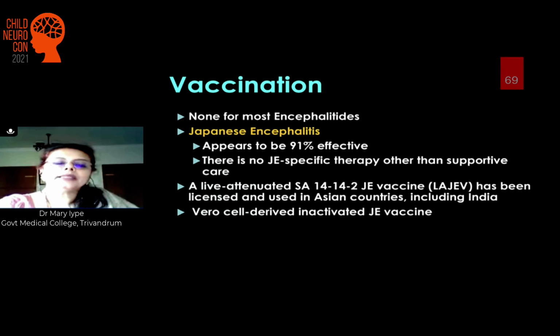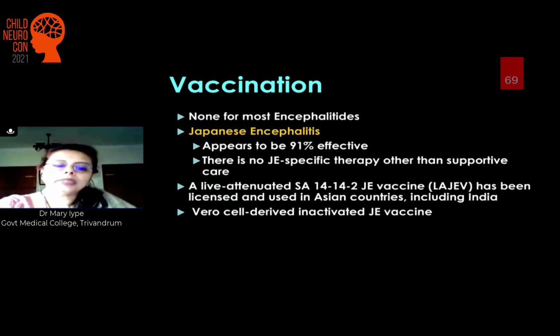So, vaccination: most of the encephalitis have no vaccination. JE vaccine is the most famous among the vaccines that are available. It appears to be 91% effective. In fact, JE has reduced tremendously after vaccination. However, there is no JE specific therapy other than supportive care if a patient develops the disease. A live attenuated SA14-14-2 JE vaccine has been licensed and used in Asian countries, including India.